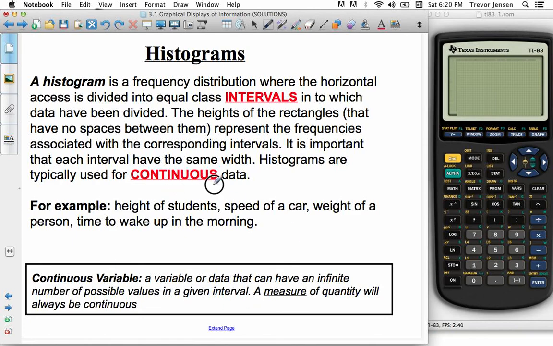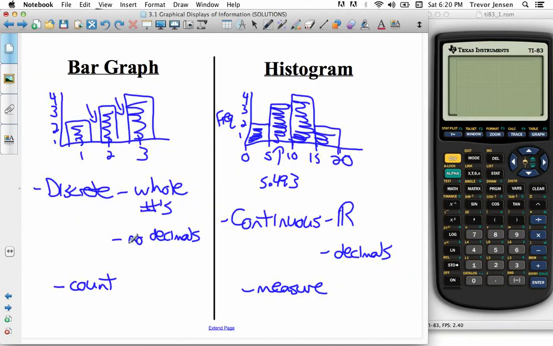So histograms are used for continuous data. I gave you some examples of continuous data, and we talked about, okay, when you're doing the measure of a quantity of a variable, that's usually going to be a continuous variable. If you're doing a count of the quantity of a variable, that is going to be a discrete variable.